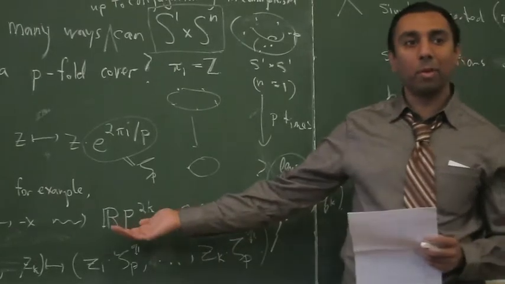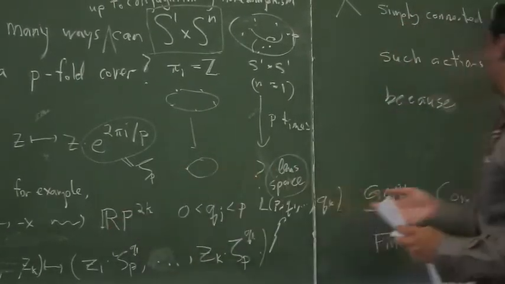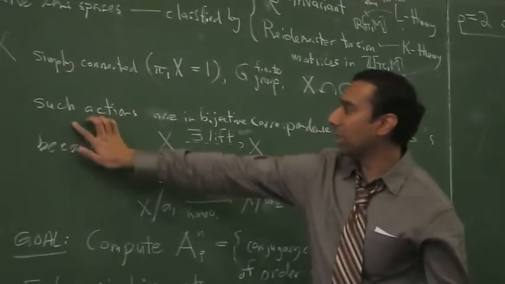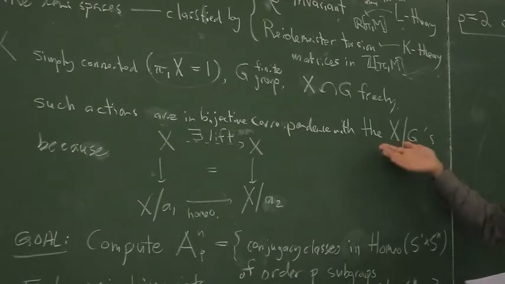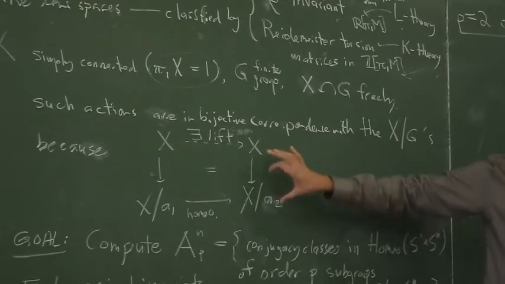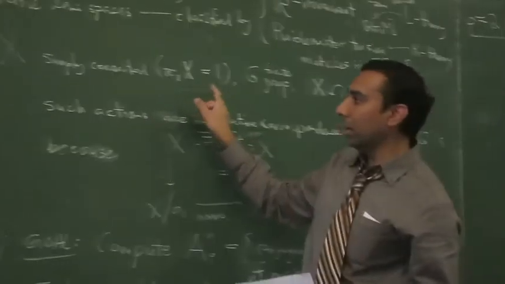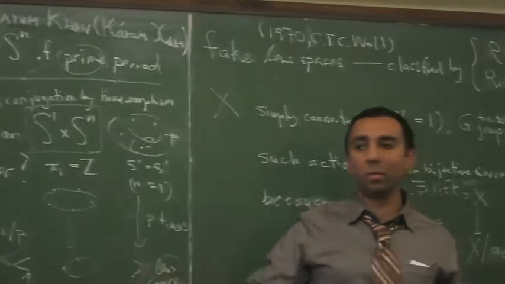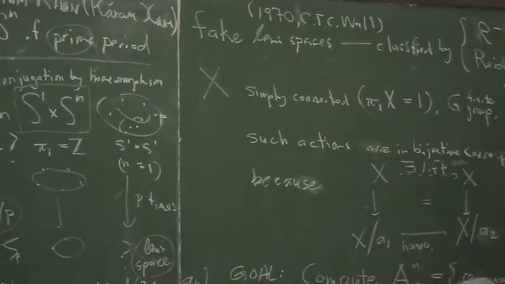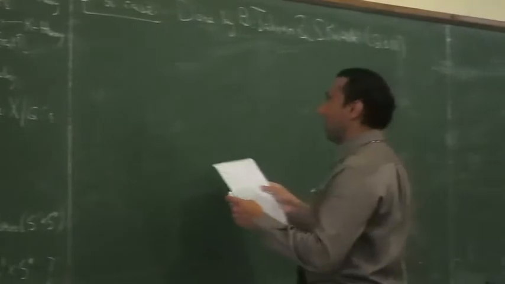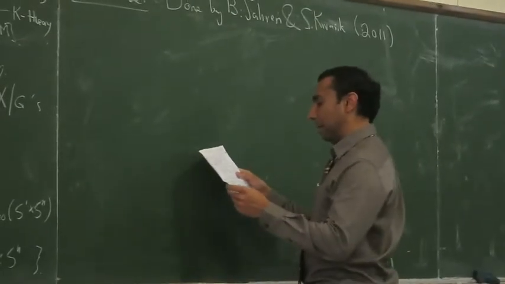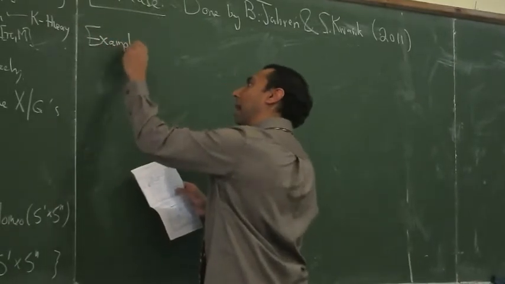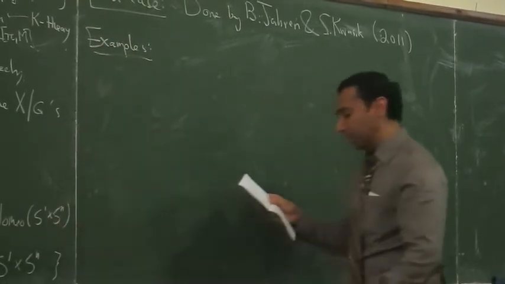But they have the same problem that I do, to go from this bijective correspondence between the actions upstairs and the homeomorphisms downstairs. There is a problem because this is not simply connected. So even for P equals 2, there's a problem. I will talk about that more later. Let me give you again, I will write more clearly, the examples of actions. Now we have some language.